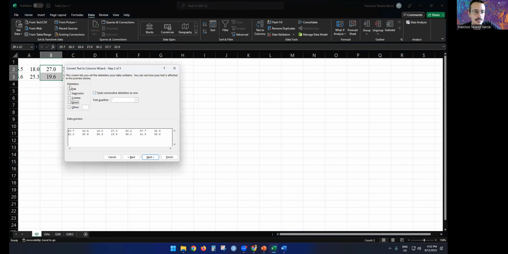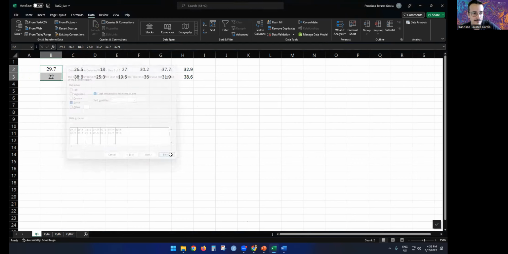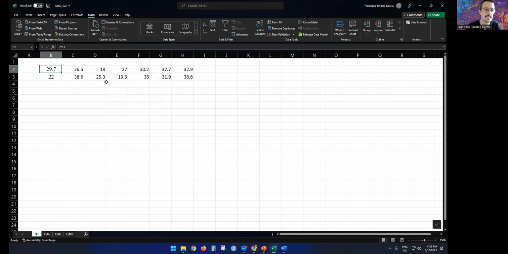And it's delimited. Sometimes it starts with a tab. What we want is to say, oh, it's what we have in between the data, it's a space. So when I click, look how cool it is. They're all showing together. You can click from here, finish. And now I have the data, one in each cell.